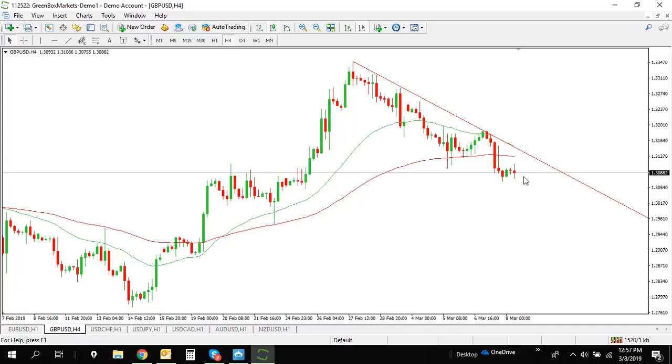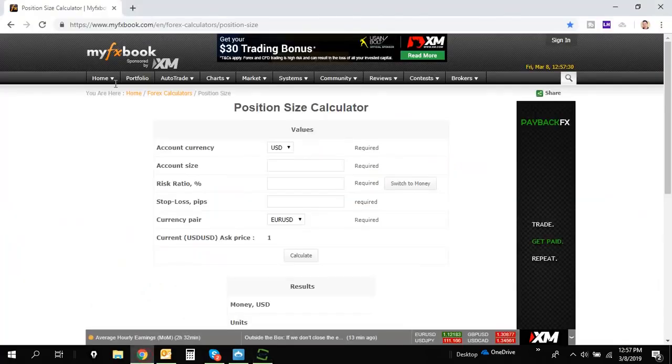So now that I know my stop loss is going to be 50 pips from the current market value, how do I know what lot size I should trade? How do I know what type of risk I'm going to trade? And that all depends on the percentage of your account that you risk. Now, I like to use the MyFX book position size calculator when I'm on my desktop computer. When I'm on my mobile, obviously I use the position size calculator in the Greenbox Markets app.